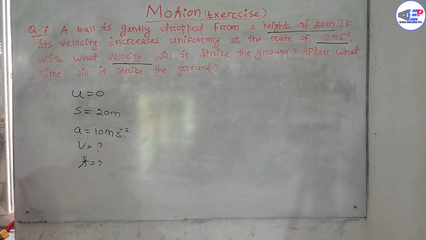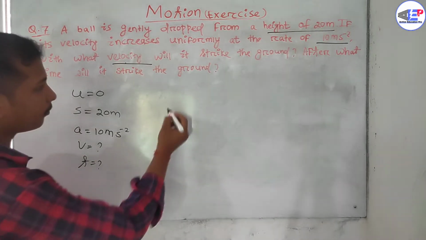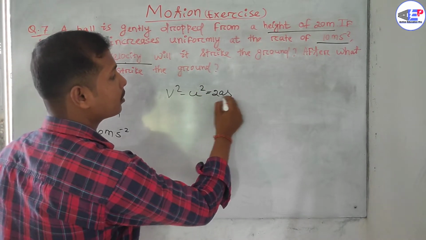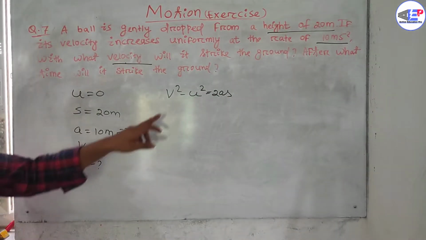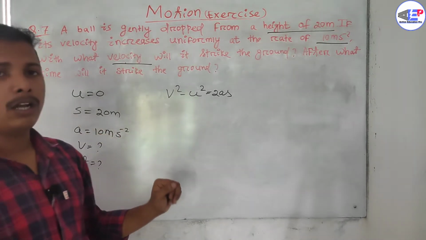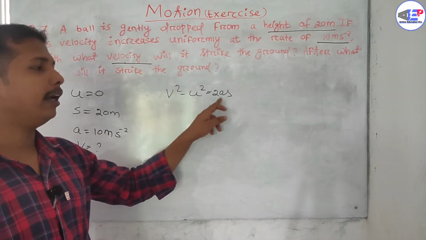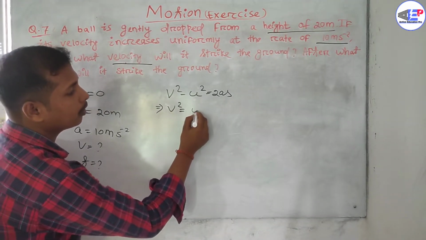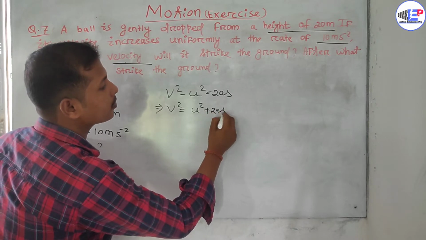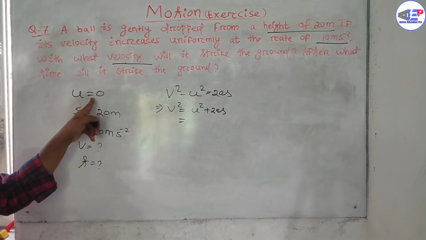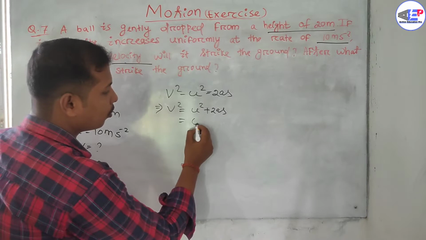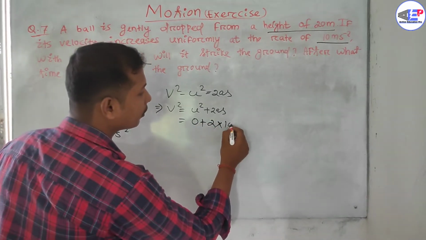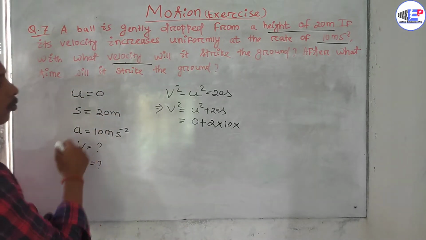We know that from equation of motion, v square minus u square is equal to 2as. From here we can calculate the value of v by putting the values of u, a and s. Let us calculate. So v square will be equal to u square plus 2as. Here u is 0 as the initial velocity is 0, plus 2 into a. Here a is 10 and distance s is 20.